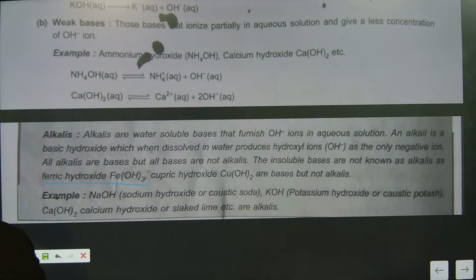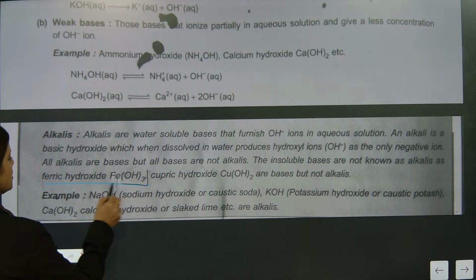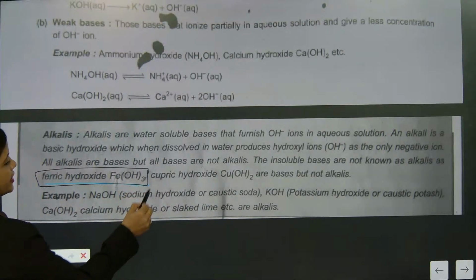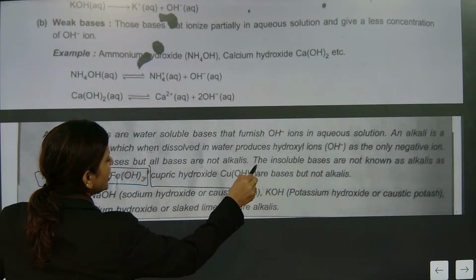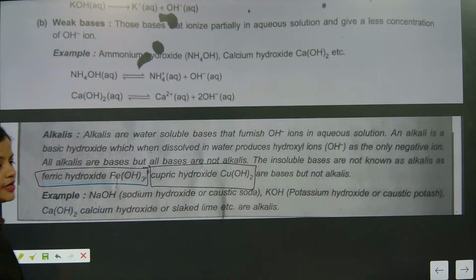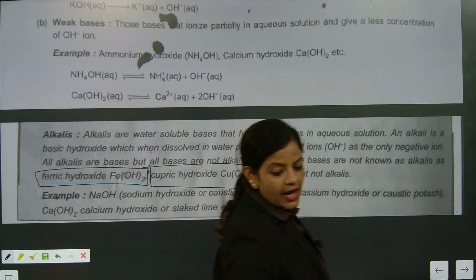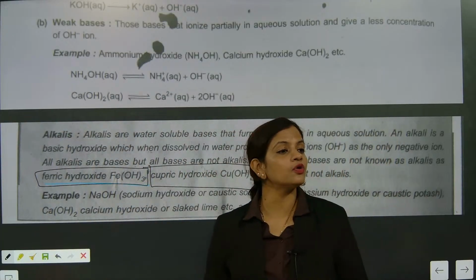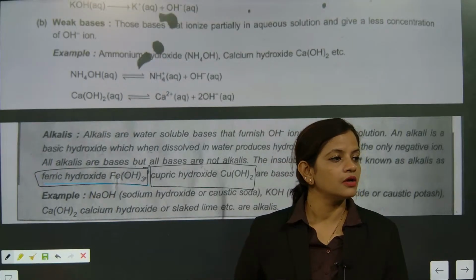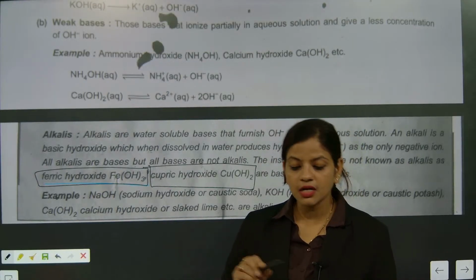Ferric hydroxide, cupric hydroxide. What are they? They are bases but not alkalis.